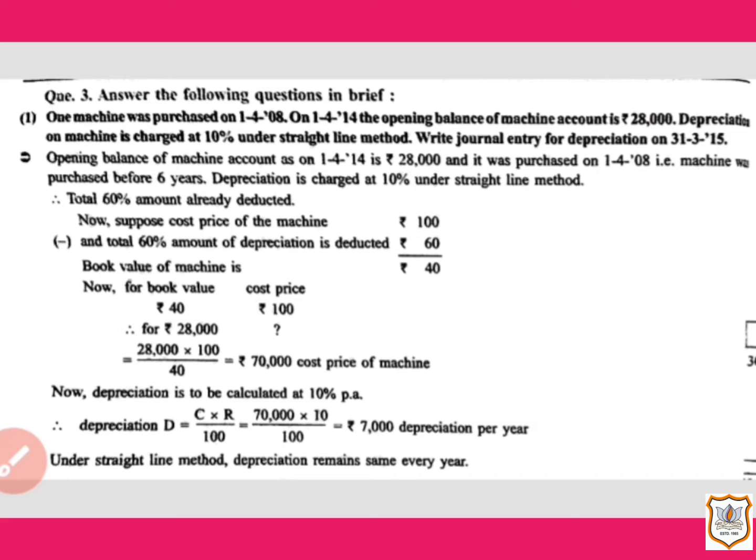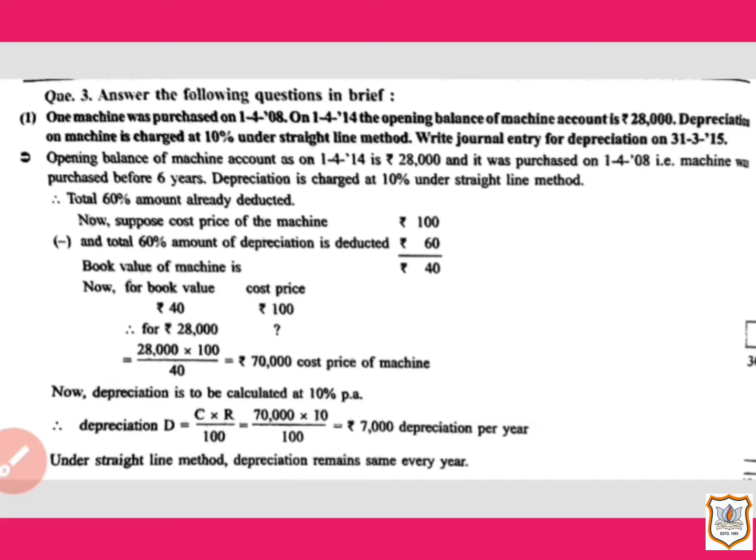So if book value is rupees 28,000, what would be the cost price? By cross multiplication, we will get 70,000 as cost price of machine. So here, as we have been given a rate of depreciation, that is 10%, and we have also found out cost of machine, that is rupees 70,000. So 10% of 70,000, that is 7,000. So 7,000 is the depreciation per year.